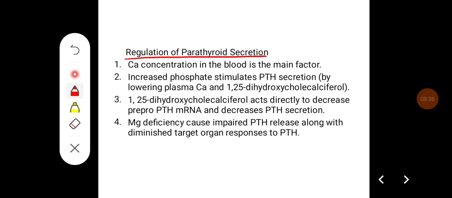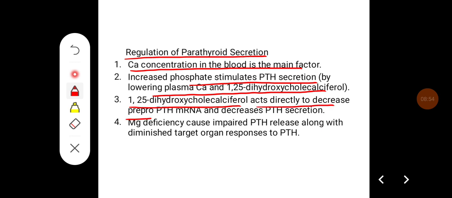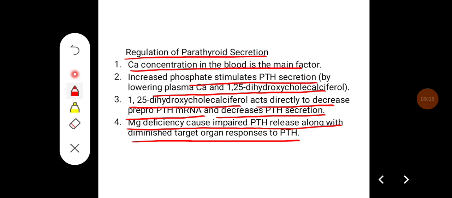Regulation of parathyroid secretion: calcium concentration in the blood is a main factor, and increased phosphate stimulates parathormone secretion by lowering the plasma calcium and 1,25-dihydroxycholecalciferol. 1,25-dihydroxycholecalciferol acts directly to decrease pre-pro parathormone mRNA and decreases parathormone secretion. Magnesium deficiency causes impaired PTH release along with diminished target organ responses to parathyroid hormone.